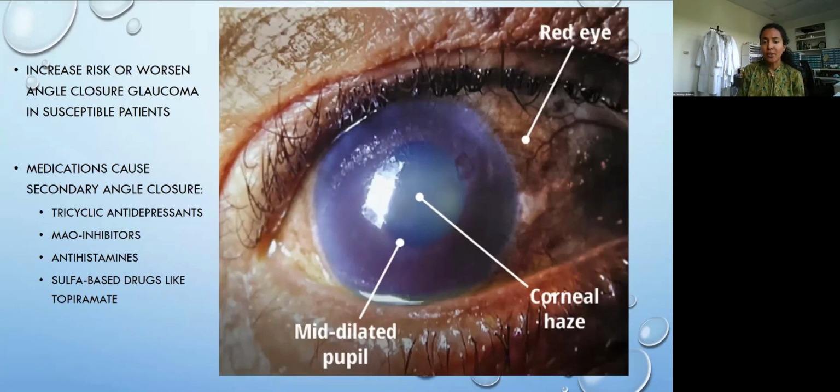So what angle closure, as you know, may cause is a mid-dilated pupil. It causes severe red eye, pain, corneal haze. So these are all the symptoms that the patient may present with when they are having angle closure.